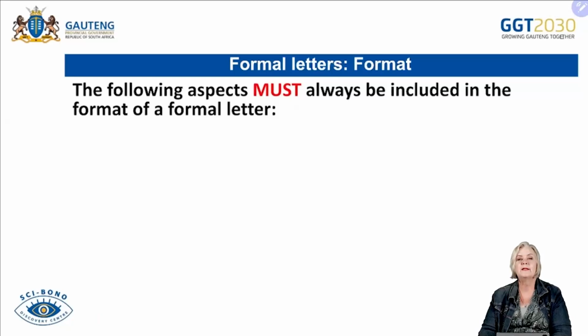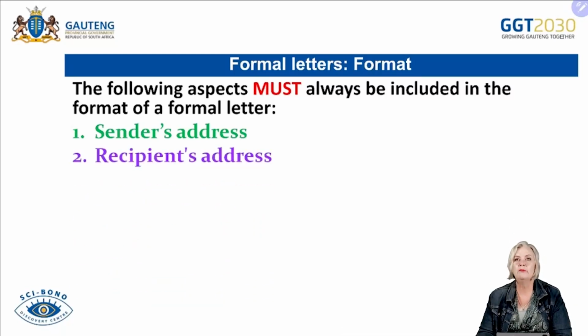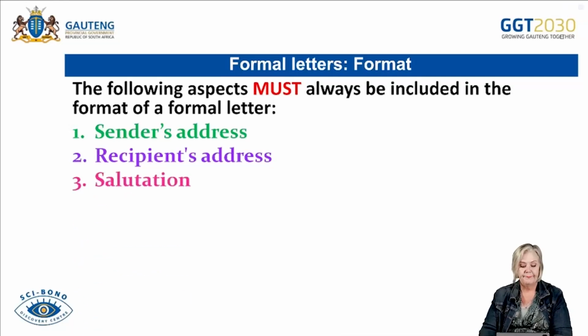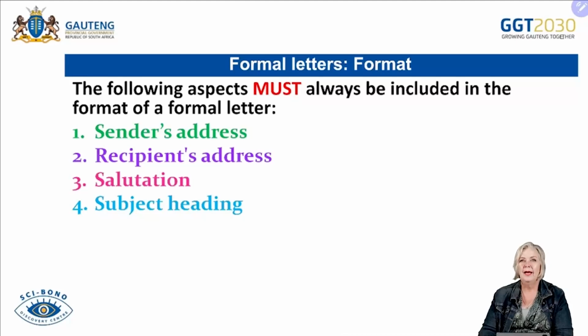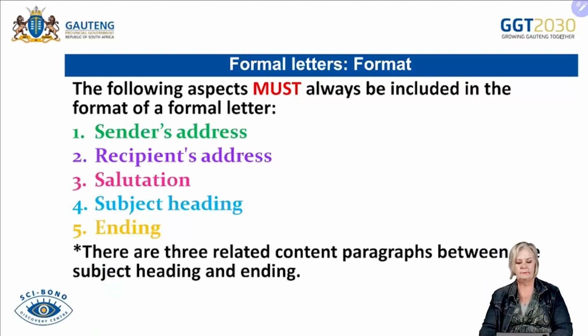The following aspects must always be included in the format of a formal letter. Number 1, the sender's address. Who's the sender? You, who's writing the letter. The recipient's address, the person that you are addressing the letter to. The salutation. The subject heading. In other words, that is like the reason for the letter. And then your ending. There are 3 related content paragraphs between the subject heading and the ending.